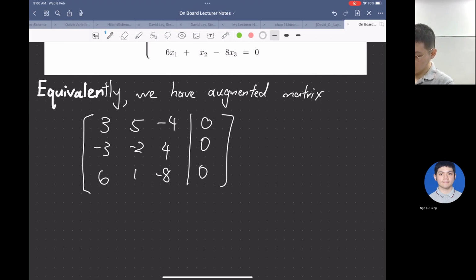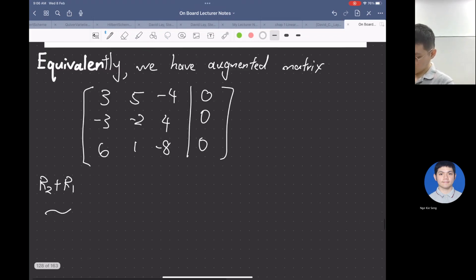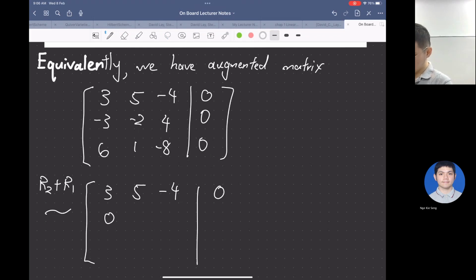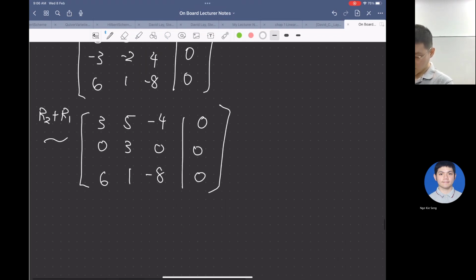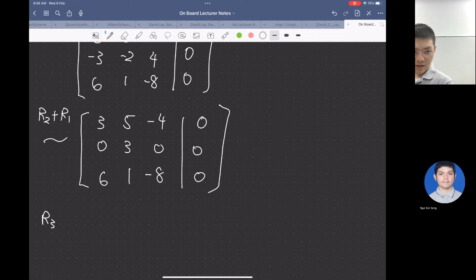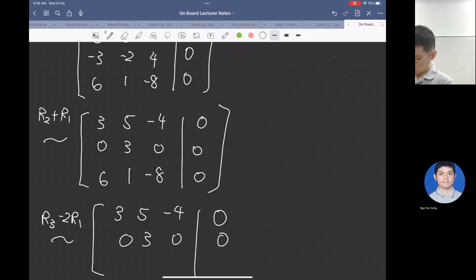Let's see what I do and then you compare what you do. What I do is add the second row to the first row so that I get 0, 3, 0, and keep the second row. Then I take R3 minus 2R1, and I get 0, then minus 9, and 0 again.